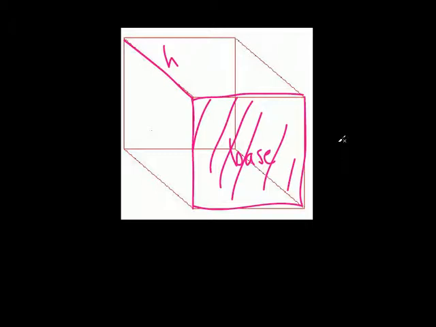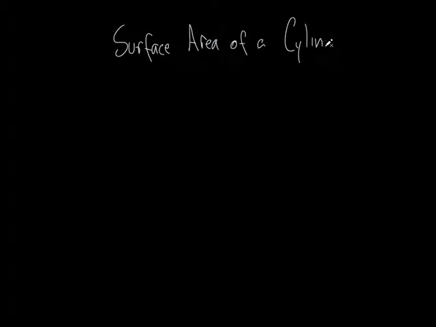Let's do another one that's very, very similar to this, and that would be a cylinder. All right, and let's go back to whites. Let's do the surface area of a cylinder. And the nice thing about this, it's the same exact basic formula as we just discussed, except the shape is a little bit different.